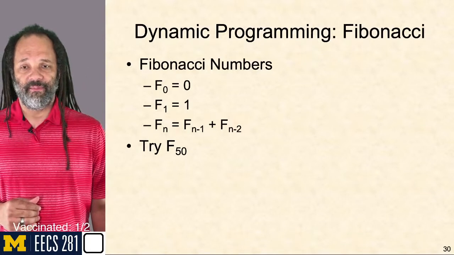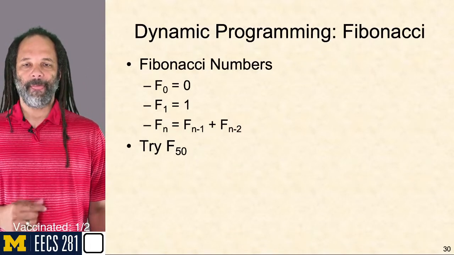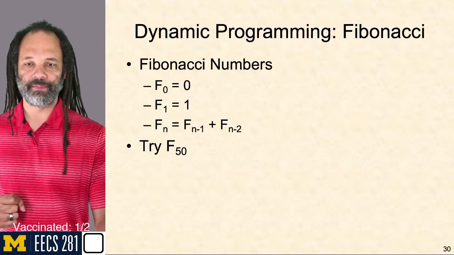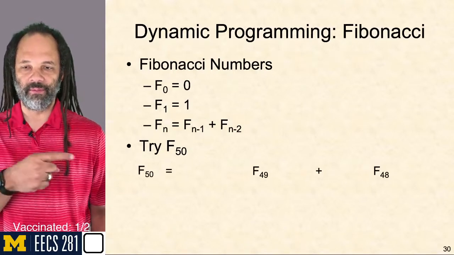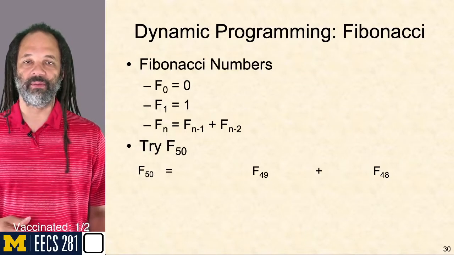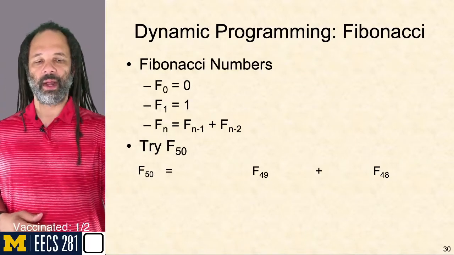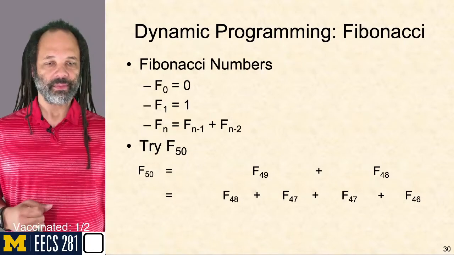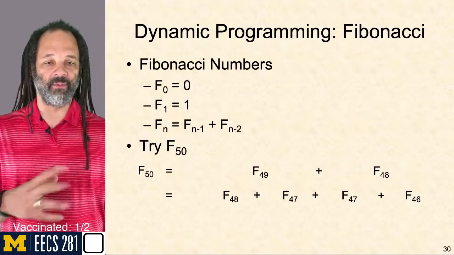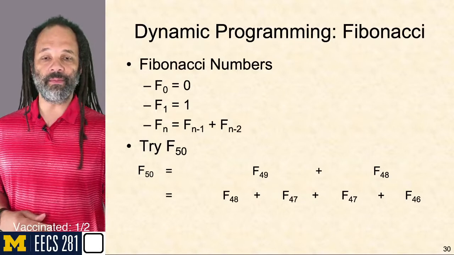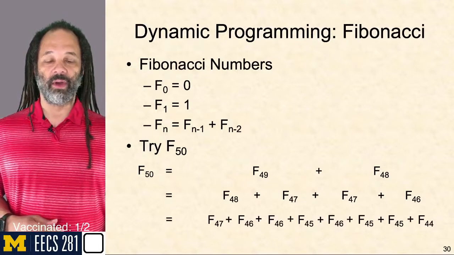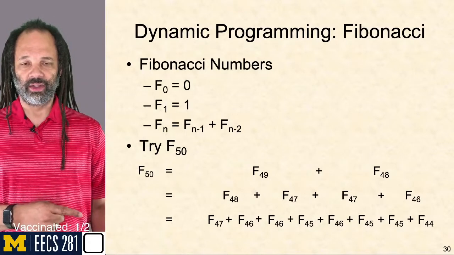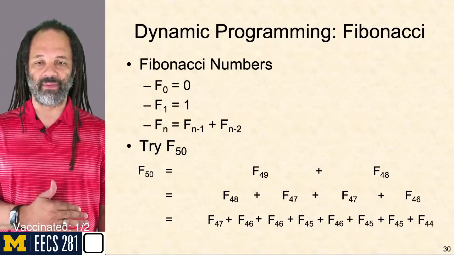Try Fib 50. If you do it that way, you'll start to see some pattern there. Fib 50 is just Fib 49 plus Fib 48. Great. Fib 49 is Fib 48 plus Fib 47. And since Fib 48 is Fib 47 plus Fib 46, I'm starting to write something out here, but look at this last line I've got. And that's just getting down 2 levels, right? 3 levels.